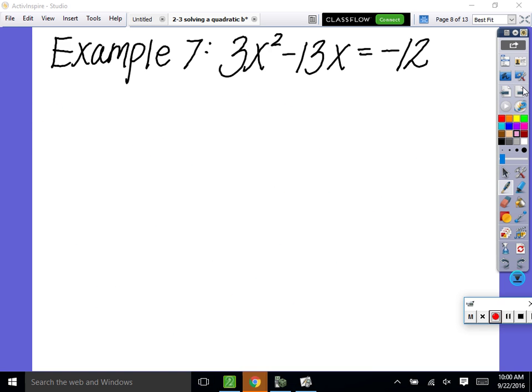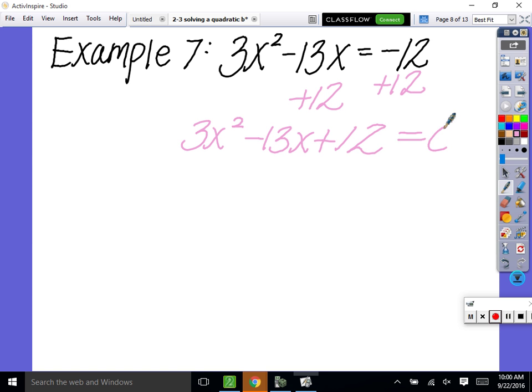Check them with me. Okay, so first of all, we need to make sure it's equal to 0 and in standard form. So we'll add 12, add 12. So we have 3x squared minus 13x plus 12. And then we had some run into where these two were switched, and that threw off the a times c thing. So if that's ever the case, where this 12 is written and then minus 13x, you'll want to rewrite it in standard form. Otherwise, your a times c will be off.